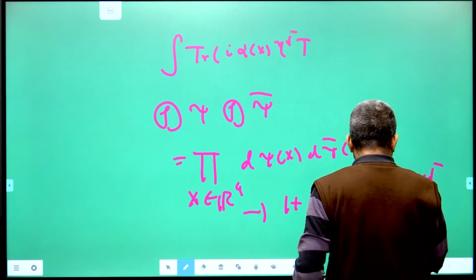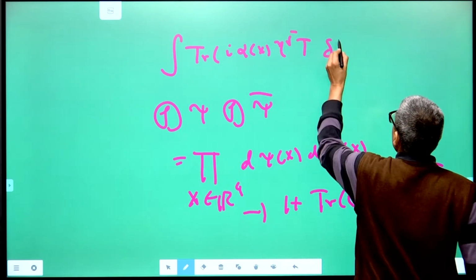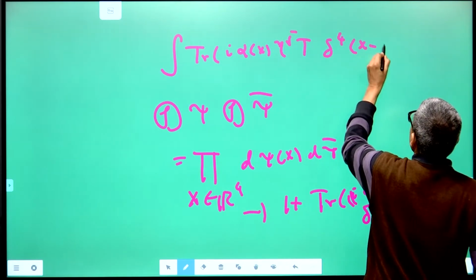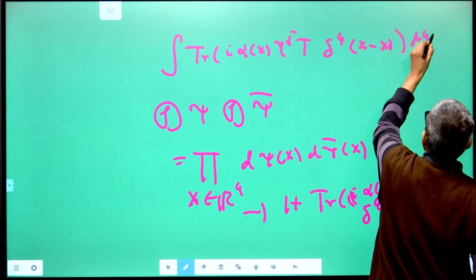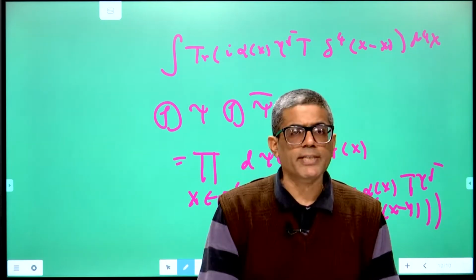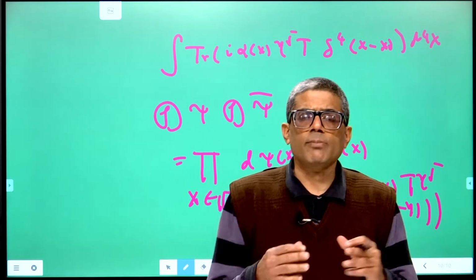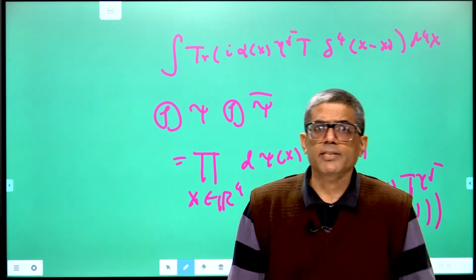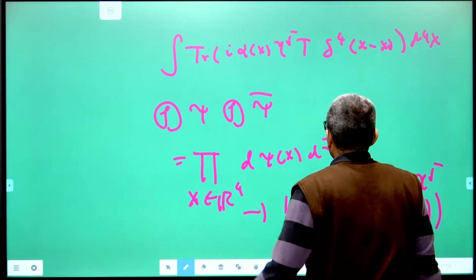To evaluate the trace of a kernel I must put x equal to y, which means it will become delta 4 x minus x, which is absurd, it makes no sense. So is there a correct way by which I can evaluate this using some sort of gauge invariant version of this trace? The answer is very clear.